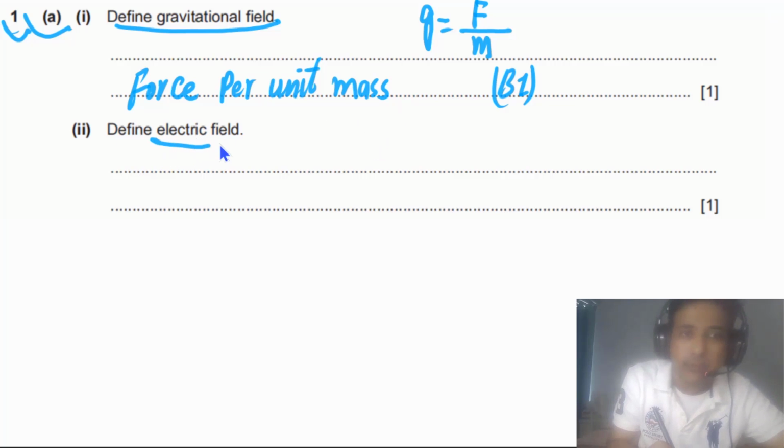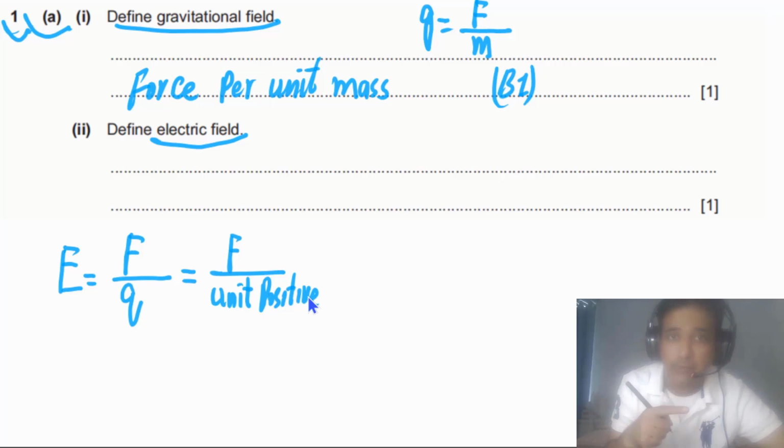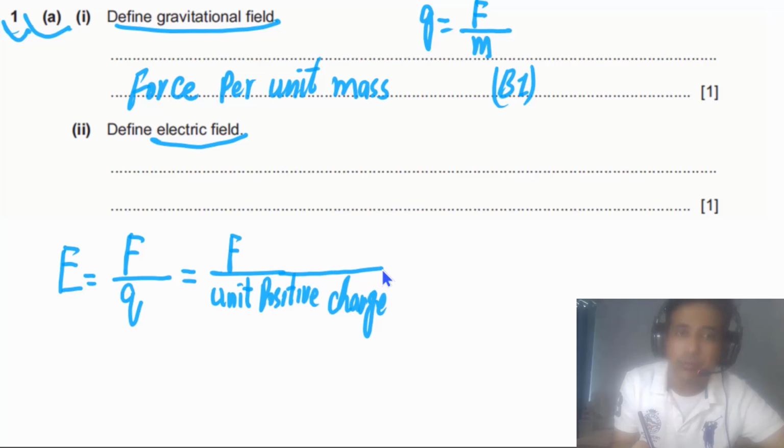For the second part, we need to define electric field, and electric field is defined in a very similar way to how we defined gravitational field. Electric field simply is equal to electrical force per unit positive charge. Positive charge is very important because we use this convention to define the direction of electric field. So you have to write down per unit positive charge.